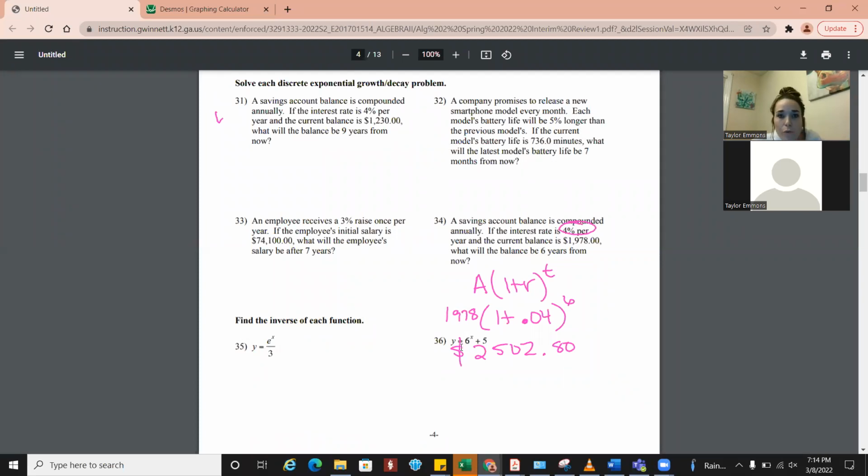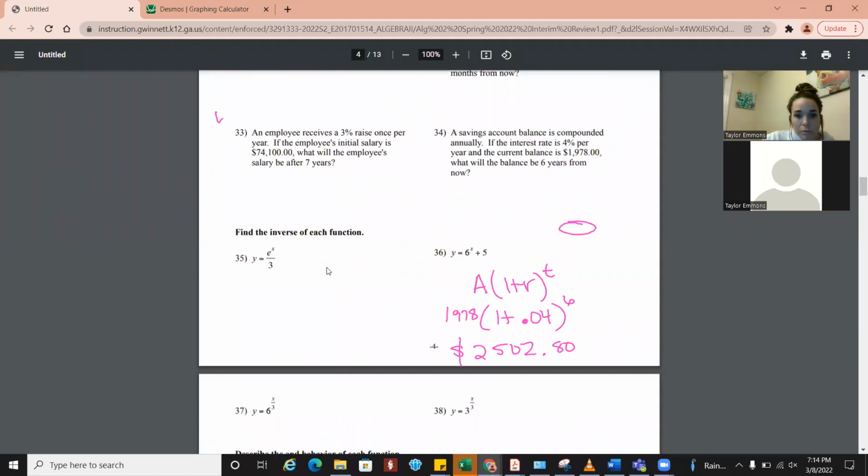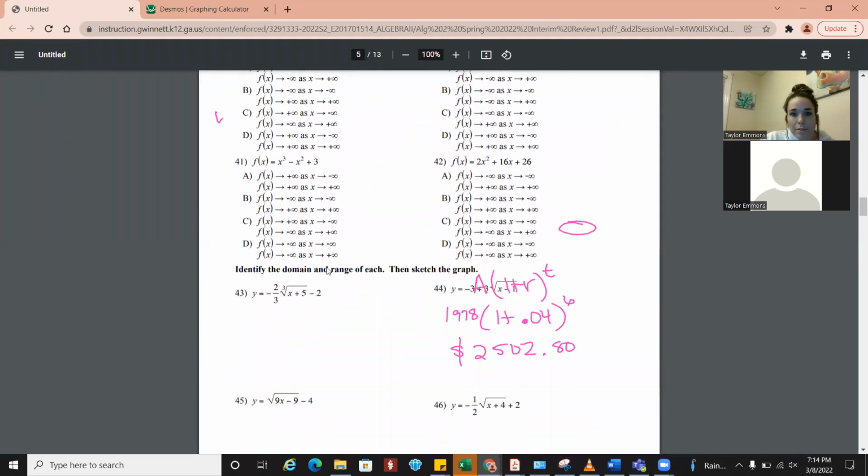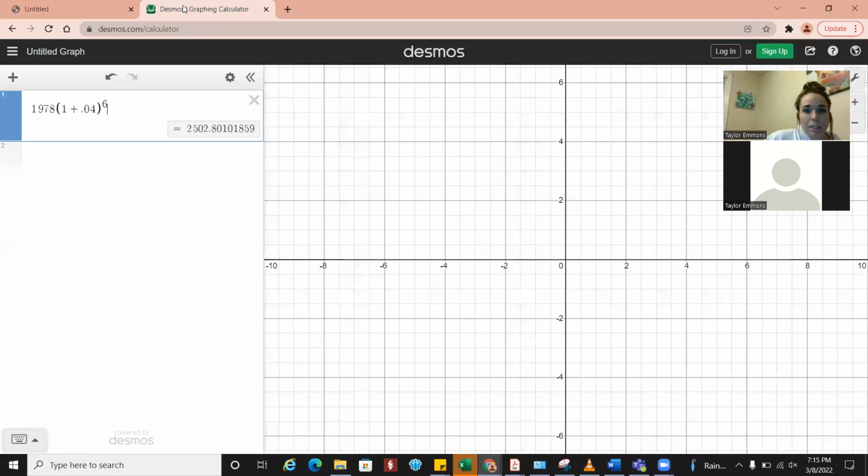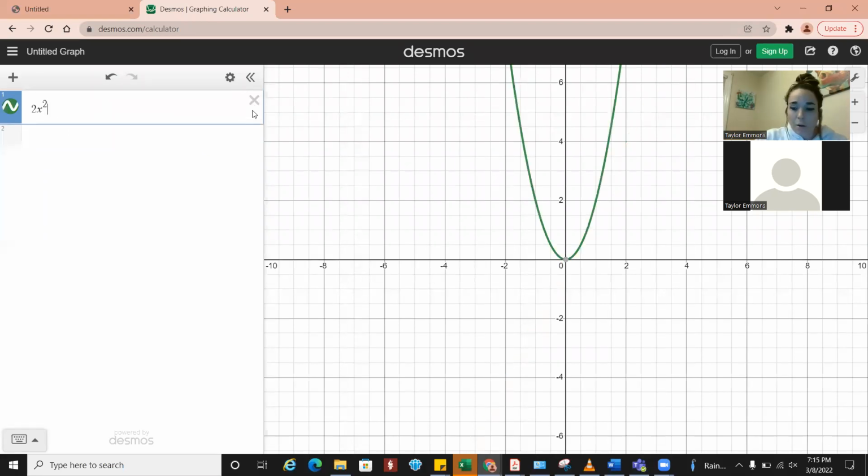The next one I'm going to go over is number 42. So in end behavior, the first thing that you want to do is you always want to graph the equation. So we're going to take that and plug it into Desmos. So we've got 2x raised to the 2nd power plus 16x plus 26.